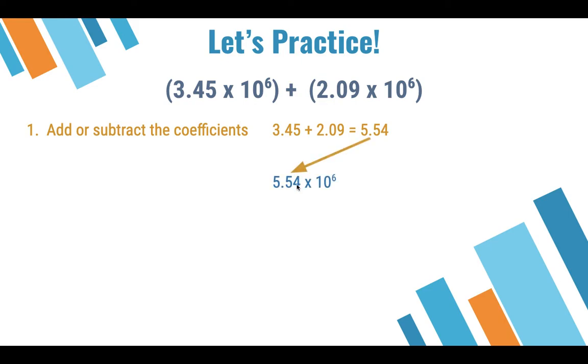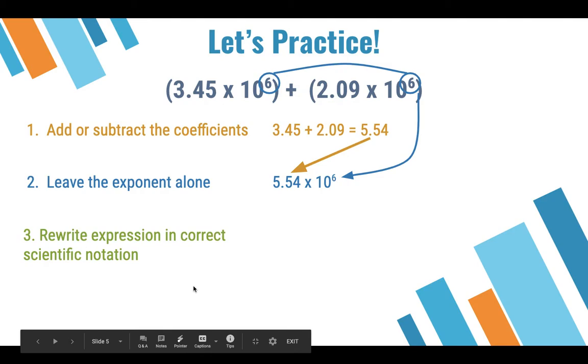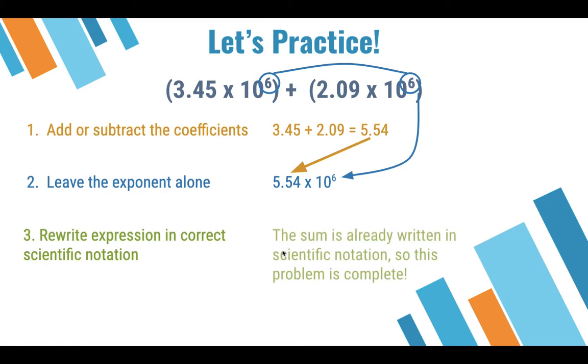The next step was leave the exponent alone. So our exponent was 6, so we just leave it alone. We just carry it down. So our answer is 5.54 times 10 to the 6th. We want to verify that it's in the correct scientific notation. The sum is already written in scientific notation, so our problem is complete. So it's 5.54 times 10 to the 6th.